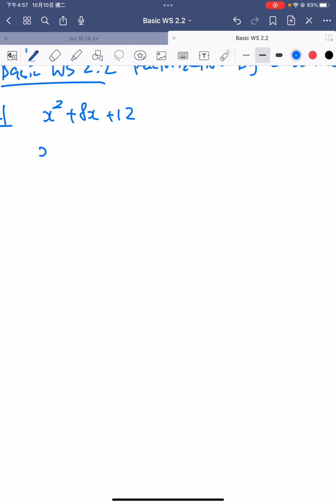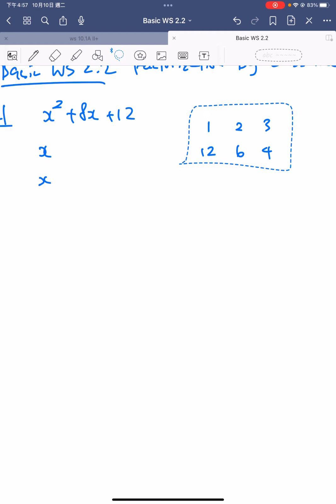We have x squared plus 8x plus 12. First of all, you need to find two things that times together give you the x squared, which means we can have x times x. Now we think of the factors of 12. We can write 1 times 12, 2 times 6, and 3 times 4. So let's try them one by one. Those are the factors, isn't it?